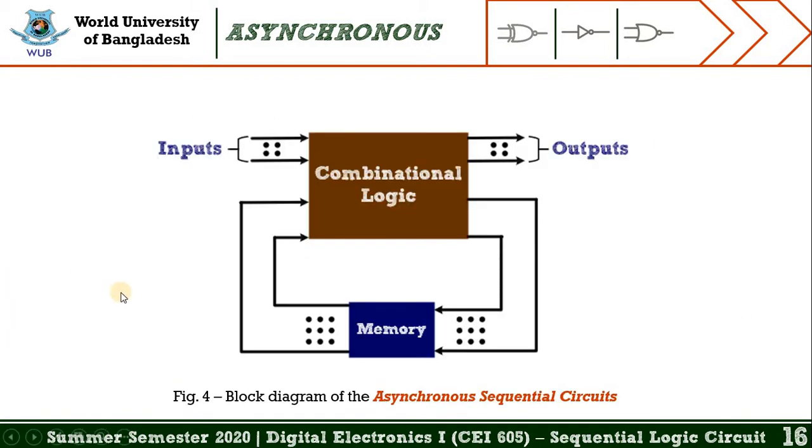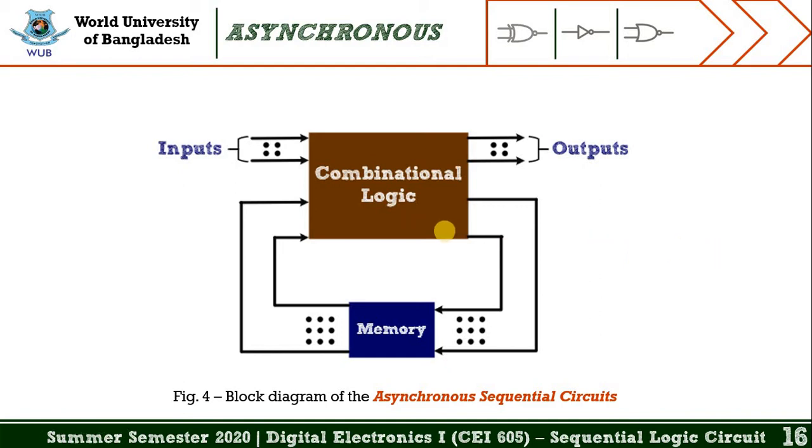Well, time has come to learn the block diagram of asynchronous sequential circuits. We have just learned from the previous slide that this type of sequential circuit doesn't need a clock signal. And if you look at the block diagram of the asynchronous sequential circuit, you can find there is no clock signal into the memory element. So that's why this type of sequential circuit is faster than other types of sequential circuits.